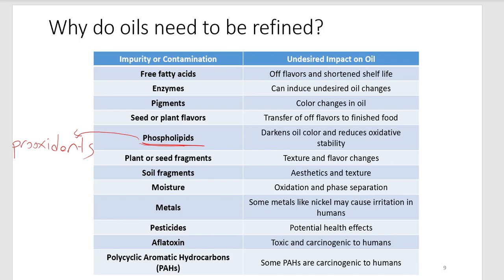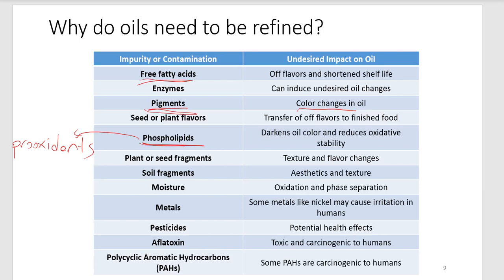Another example can be pigments. They are not harmful, but pigments will burn during frying and cause color change in the oil. That's why they must be removed. Other impurities are free fatty acids. They will cause an acidic taste and they will cause oxidation as well. Therefore, they must be removed too.